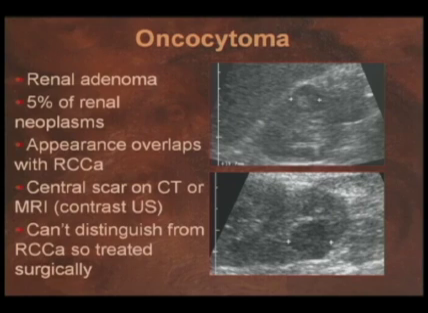Now occasionally you'll see a central scar on a contrast-enhanced CT or MRI, or you can see it on a contrast ultrasound as well. But in general, these lesions can't be distinguished from renal cell carcinoma, so they're treated surgically just like renal cell carcinomas are.